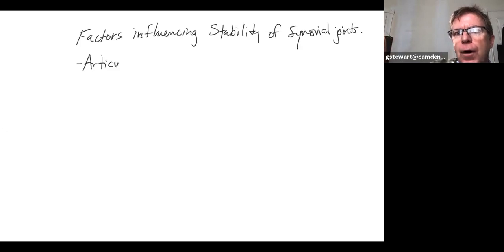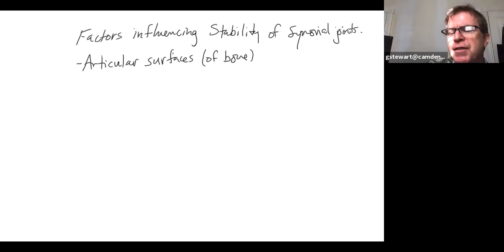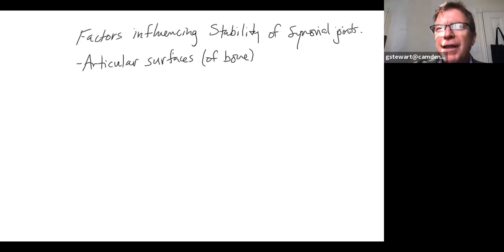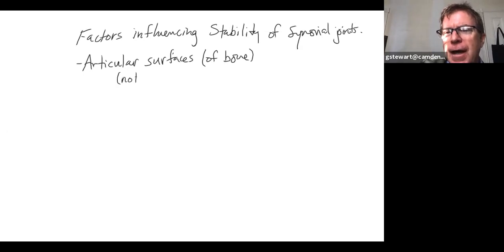not really sure why they list this one in your book. Articular surfaces, that means of the bones themselves. The shape of those surfaces, they help dictate the movement of the joint, but they do very little to actually influence the stability. So I'm just going to put not a great factor in stabilizing.